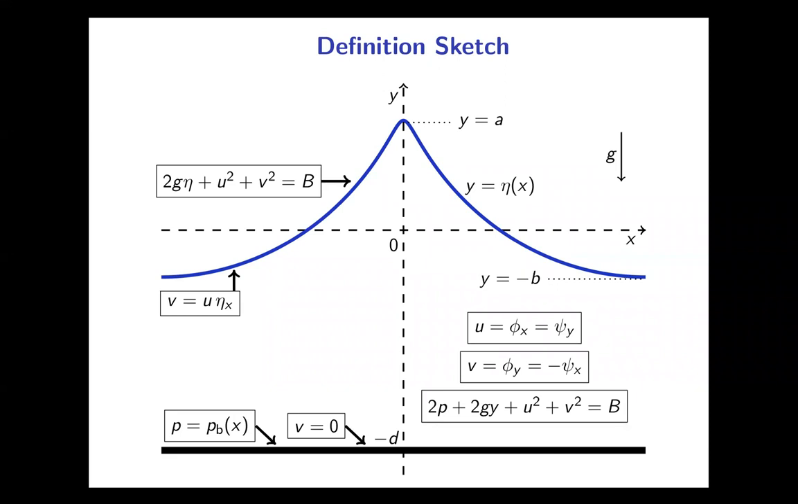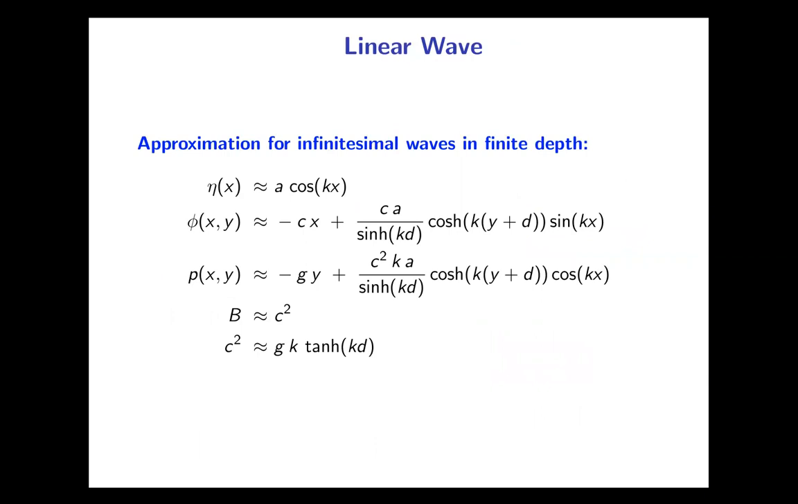On the sketch, you can see that the crest is higher, larger than the trough, and the curvature is stronger on the crest. That's a typical signature of nonlinear waves. But if the waves are very small, this curve tends to be a sinusoid, which is given here.